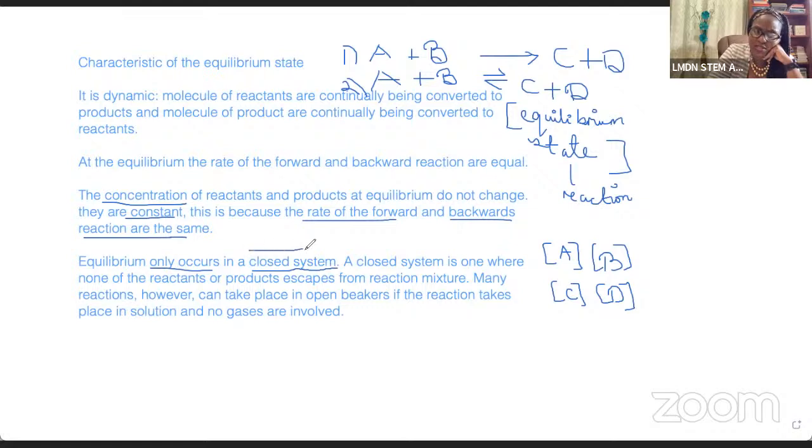What do you mean by a closed system? In your own words, when we say a system is closed, what do we mean by that? Does anyone know? Can anybody tell me what we mean when we say a system is closed, and the opposite would be open? You have a closed system and you have an open system. Equilibrium can only occur in a closed system. What's a closed system?